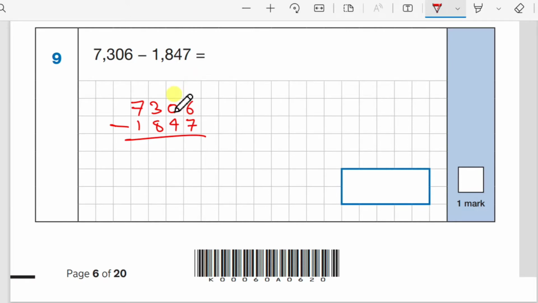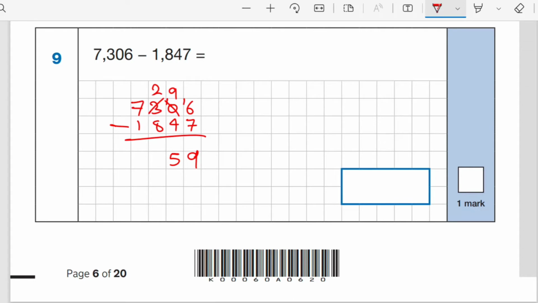So we borrow from the neighbor and you can't because there's nothing there. So we borrow from the 3. So we cancel the 3, make it a 2. Give that 1 you took over here. That makes it 10. But then cancel this one and it becomes a 9. Give that 1 you took and give it to the 6. So now you got 16 take away 7. So that gives us actually a 9. And then 9 take away 4 gives us a 5.